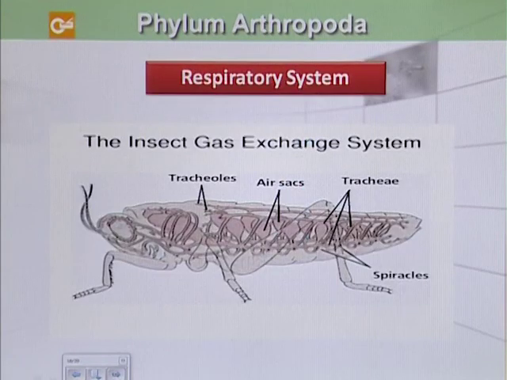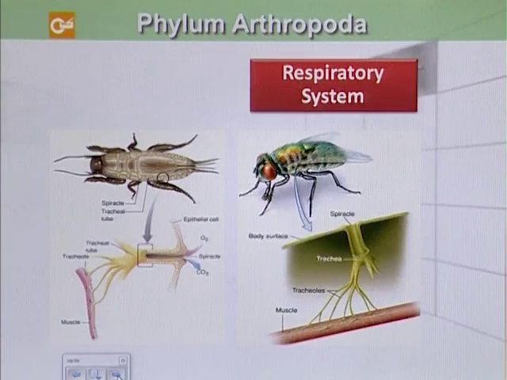Most arthropods possess an extensive tracheal system formed of air tubules called tracheae for the exchange of gases. Main tubes open to the exterior through paired openings, which are called spiracles. Aquatic arthropods respire through gills, and there are book lungs in those aquatic arthropods. You can see here the spiracles, which connect to tracheae, then tracheoles, and then muscles are supplied with oxygen.